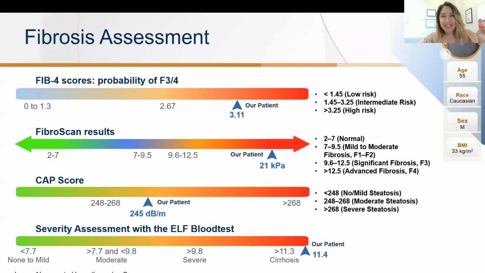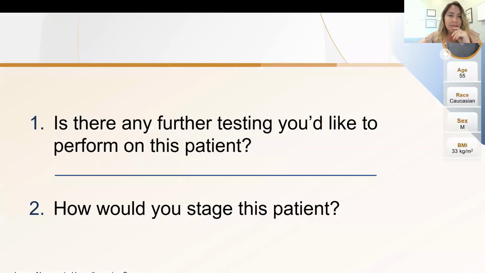Now, when we do his vibration-controlled transient elastography via FibroScan, his liver stiffness measurement is higher. It's 21 kilopascals. For me, over 20, highly suggestive of cirrhosis. His CAP score is 245, so this could be burnt out MASH cirrhosis, right? And then his ELF blood test is much higher. It's 11.4, much more in that sort of like slam dunk, highly predictive of F4 or cirrhosis.